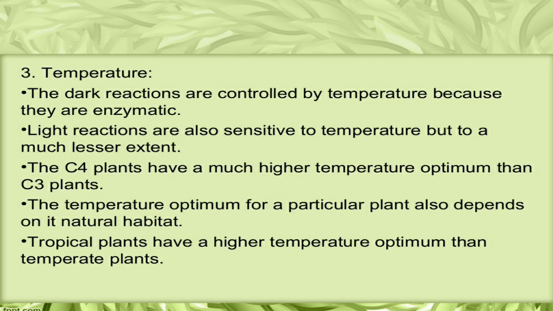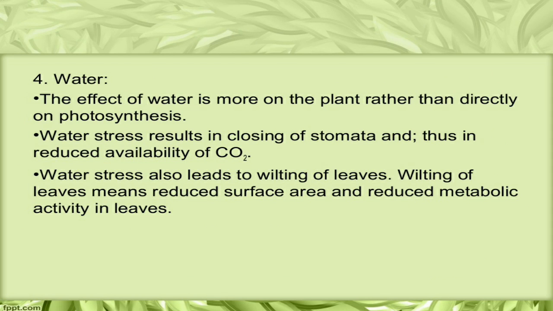Third is temperature. The dark reactions are controlled by temperature because they are enzymatic. Light reactions are also sensitive to temperature, but to a much lesser extent. The C4 plants have a much higher temperature optimum than C3 plants. The temperature optimum for a particular plant also depends on its natural habitat. Tropical plants have a higher temperature optimum than temperate plants.